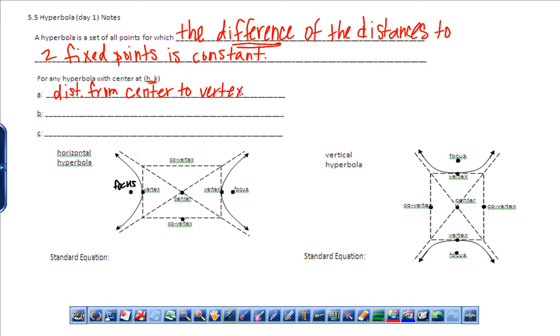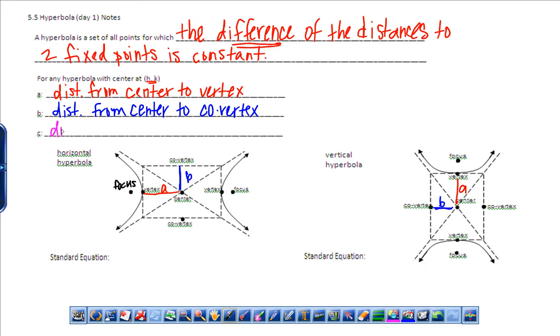So on our pictures down here, let's look at our vertex to the center. That is our A. And over here on our vertical one, center to vertex is your A. Your B is still the distance from your center to your co-vertex. On our horizontal one, this would be your B value, and over here, this would be our B value.